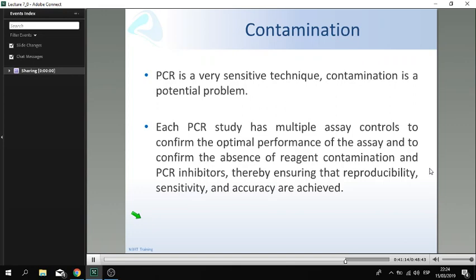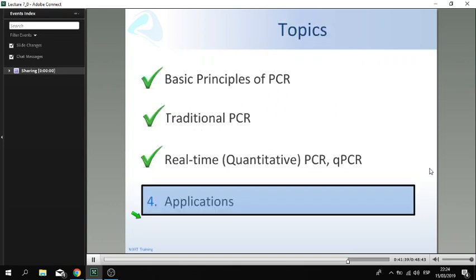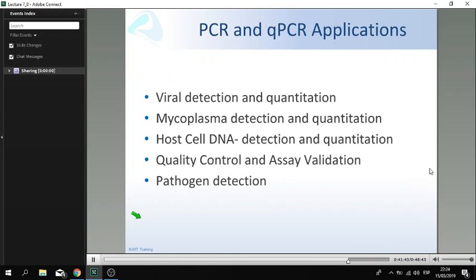So with each PCR study, you have to have multiple assay controls to confirm optimal performance of the assay. You have to have special reagents. You have to confirm absence of reagent contamination and PCR inhibitors. And you need to do it in a separate area, an area designated just for doing PCR reactions, to stop any contamination from happening. So where do we use PCR in biopharma?